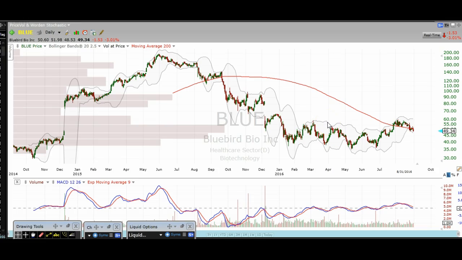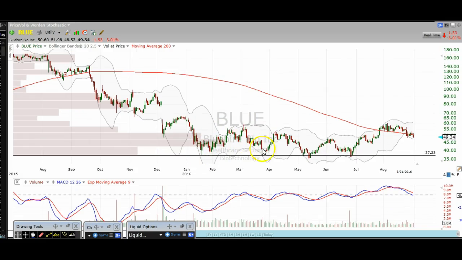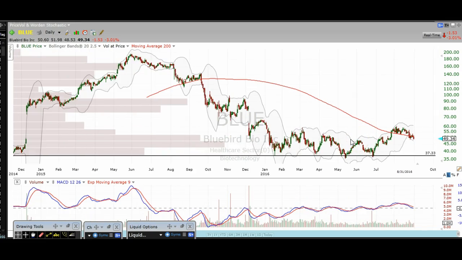All right, so Blue, let's see what I can see here. First thing I'm seeing is some pretty good support around $37 or so. You can see it's bounced from here, here, here, and right here.